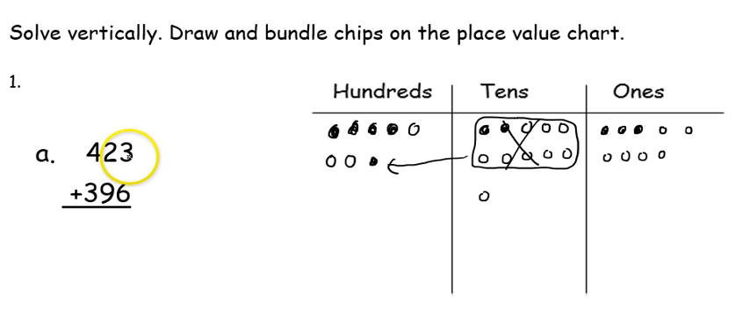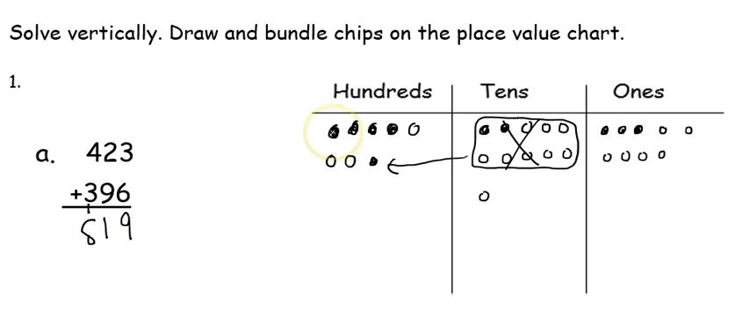We had 3 discs in the ones column, we added 6 more, which gave us 9. We had 2 discs in the tens column and added 9 more to that. That gave us one group of 100 and one extra disc. Now when I look at my hundreds column, I had the 4 that I started with, I added 3 more, and then I had the 1 that I got when I bundled 10 groups of 10.